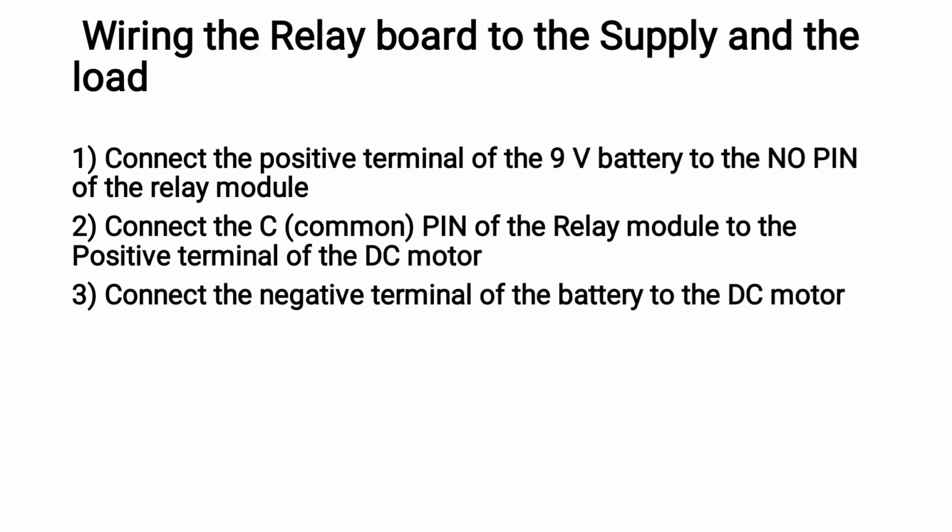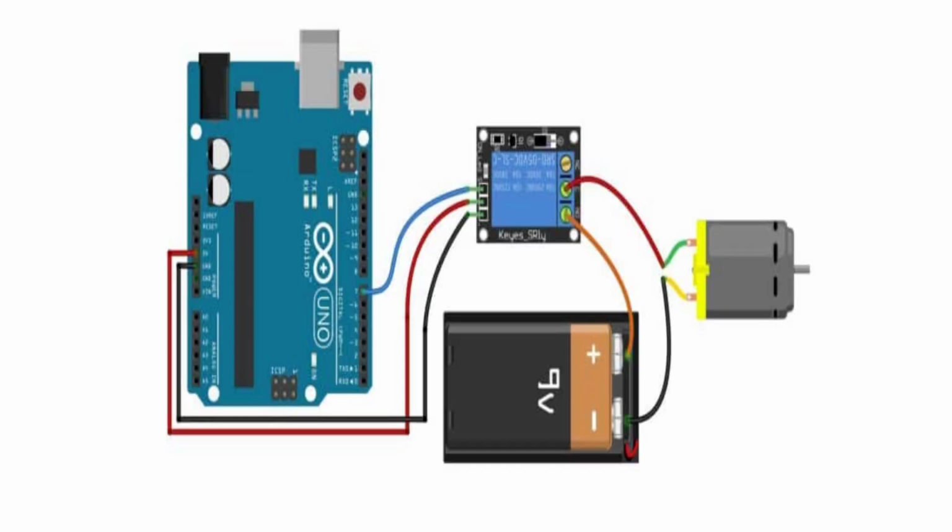Wiring. Connect the positive terminal of the 9 volt battery to the NO, normally open pin of the relay module. Connect the common pin of the relay module to the positive terminal of the DC motor. Connect the negative terminal of the battery to the DC motor. We used only two modes, normally open and normally closed. If it is normally open, current will flow through the circuit. If it is normally closed, there is no current flow through the circuit. So this is the diagram of how we connected it.